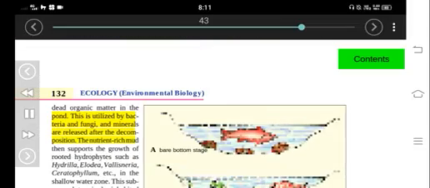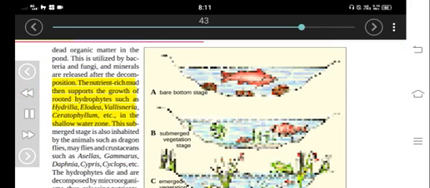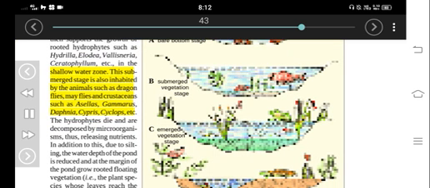This is utilized by bacteria and fungi, and minerals are released after the decomposition. The nutrient-rich mud then supports the growth of rooted hydrophytes such as hydrilla, elodea, vallisneria, ceratophyllum, etc., in the shallow water zone. This submerged stage is also inhabited by animals such as dragonflies, mayflies and crustaceans such as asellus, gammarus, daphnia, cypris, cyclops, etc.